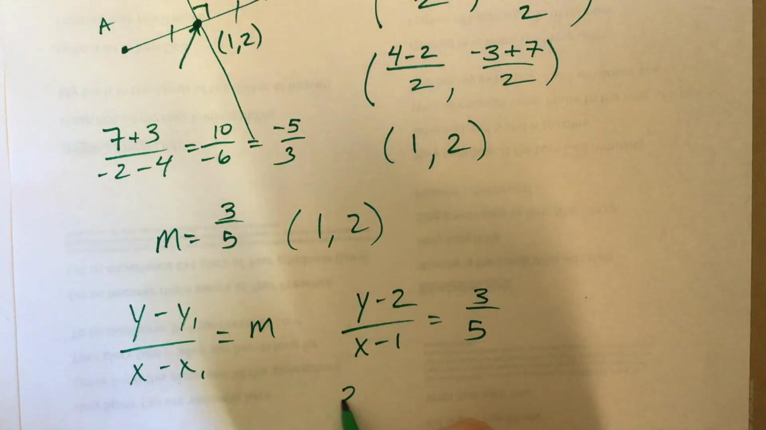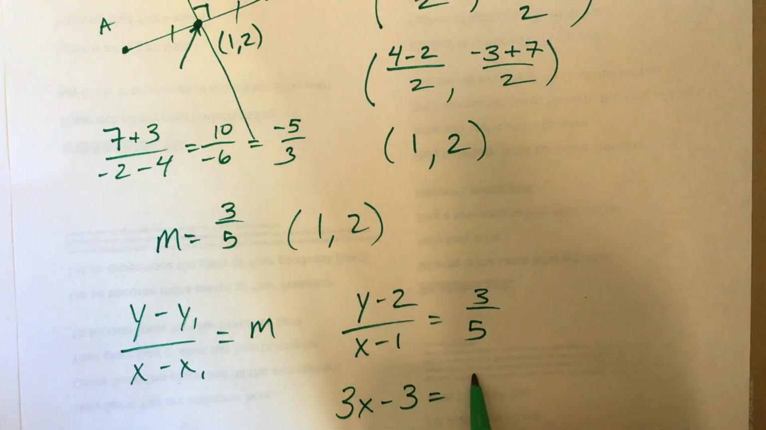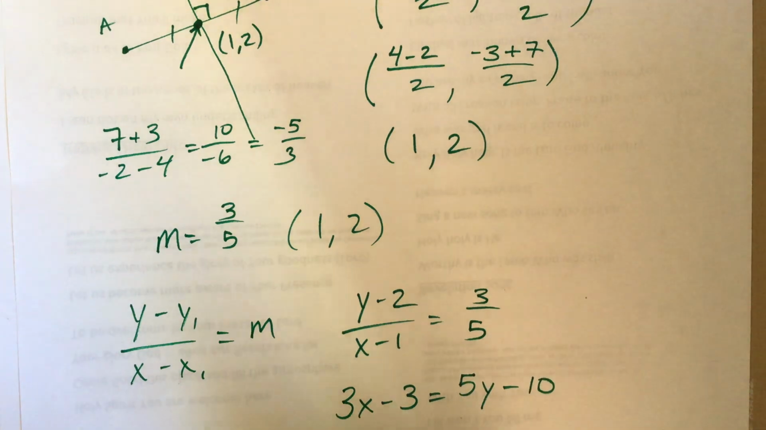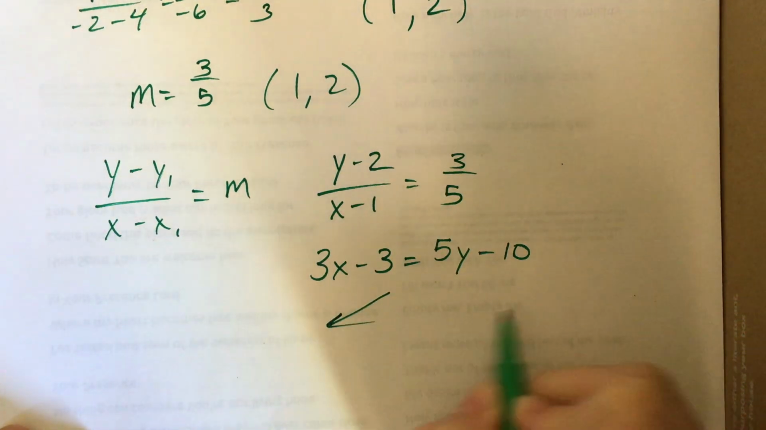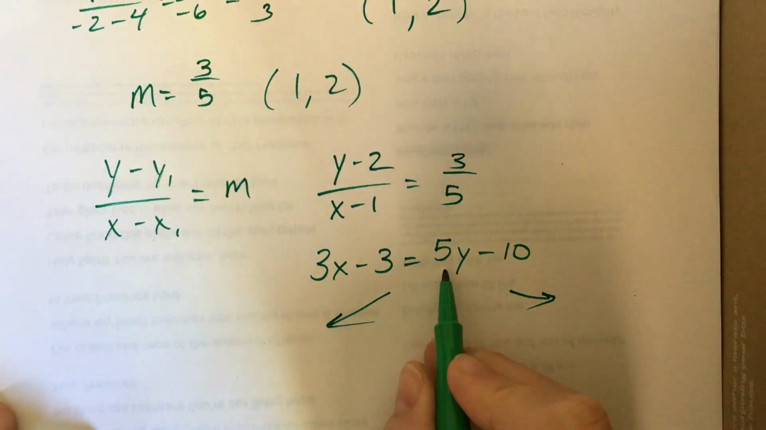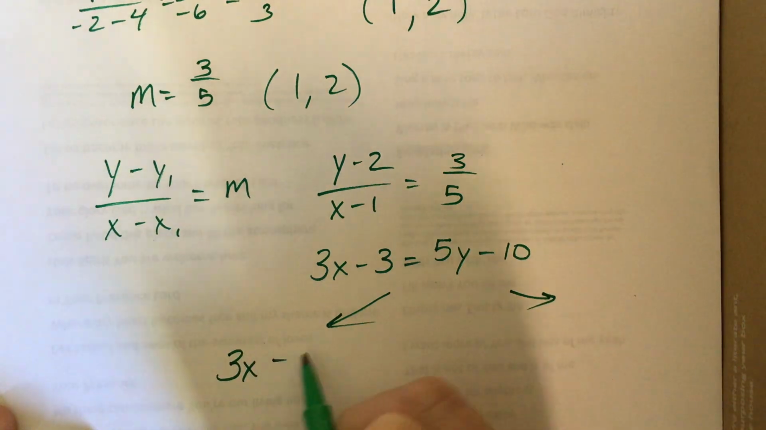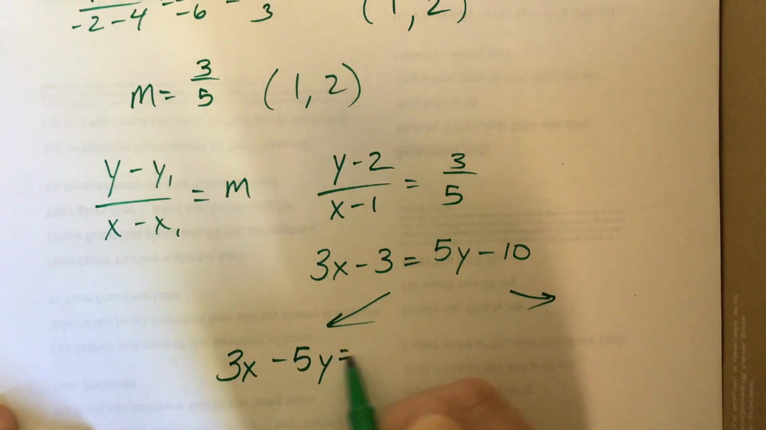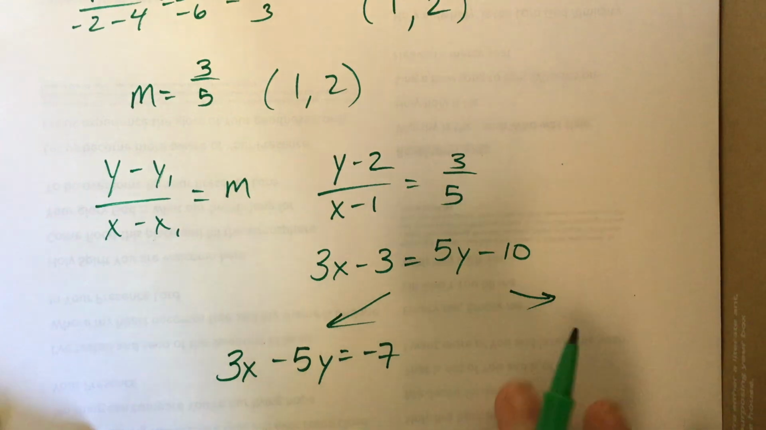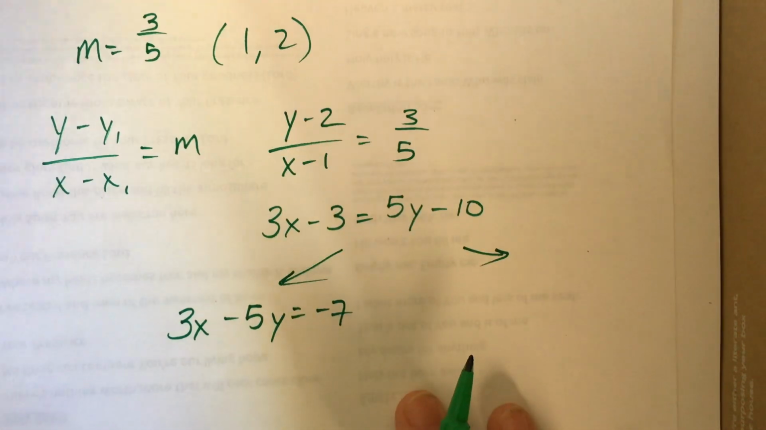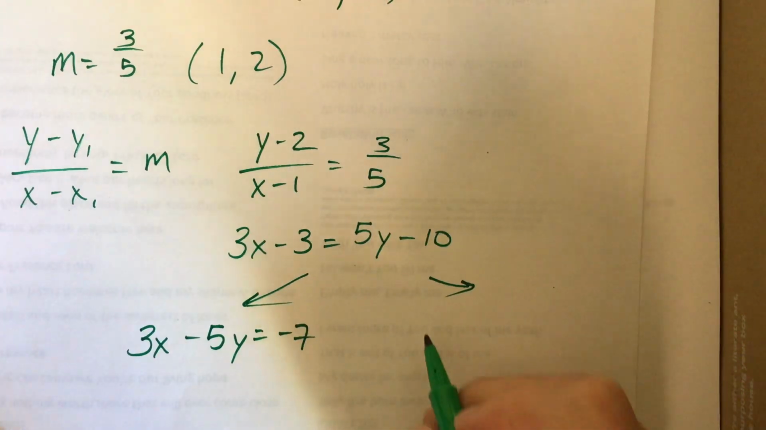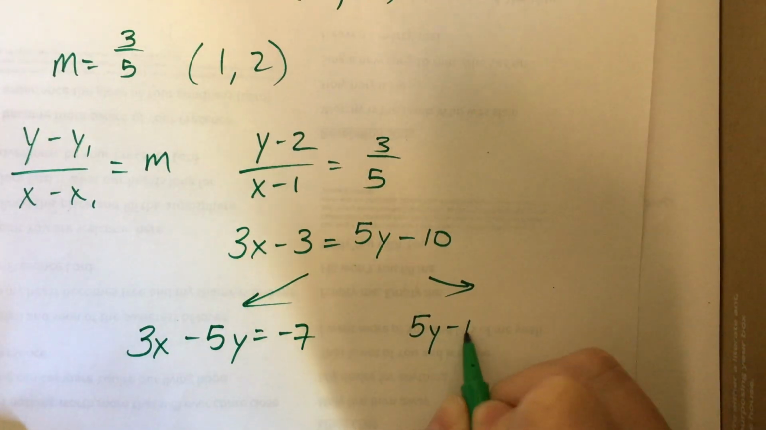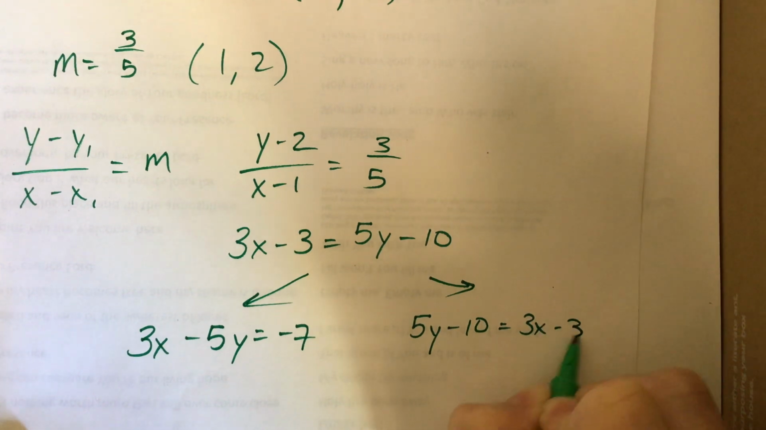Cross multiply, I have 3x minus 3 equals 5y minus 10. Here it's easy for me to get to whatever form of the equation they ask for, so I could branch off in either direction. Subtracting that, 3x minus 5y, and then adding this equals negative 7. Or I could divide to get to gradient intercept form, or whatever. So 5y minus 10 is equal to 3x minus 3.